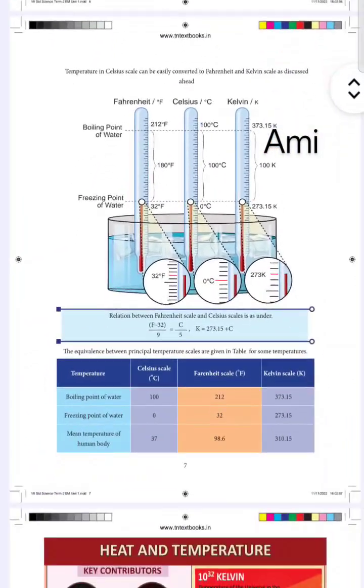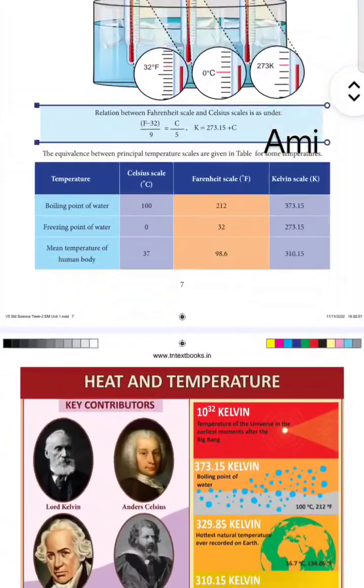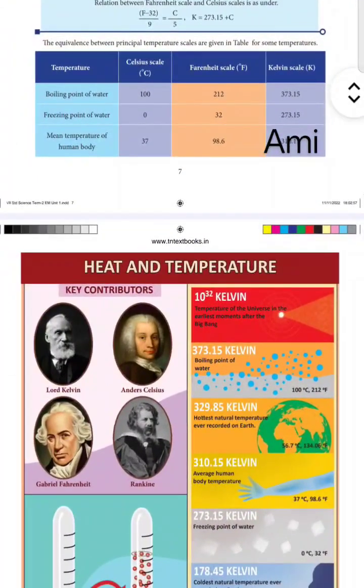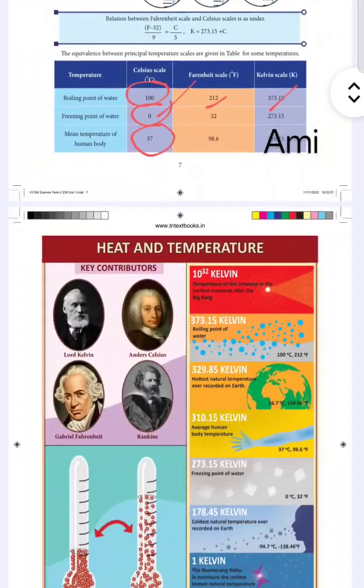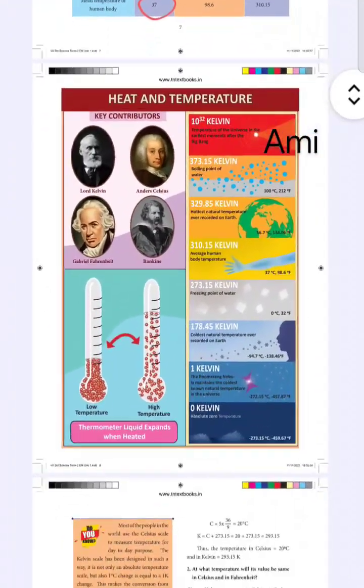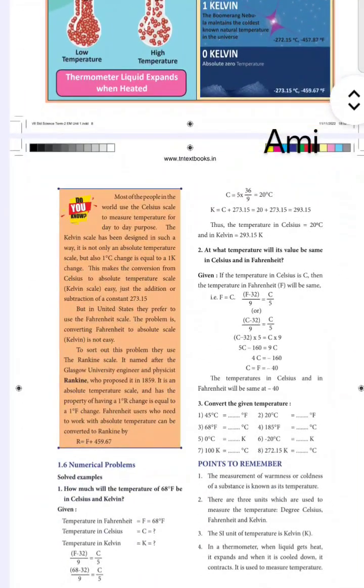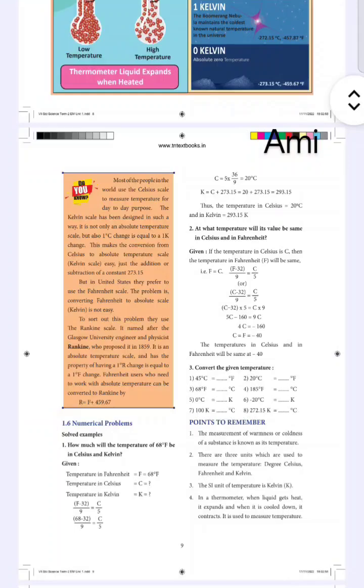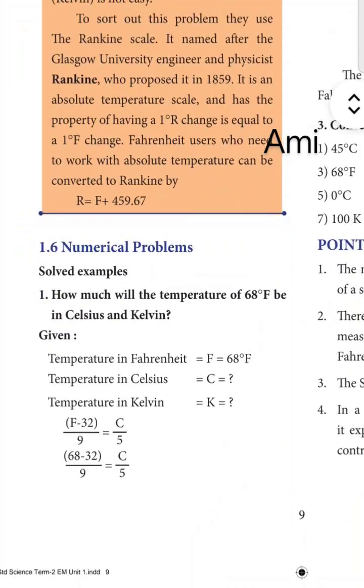Next, the boiling point of water, freezing point of water, and the mean temperature of the human body in Celsius, Fahrenheit and Kelvin have been mentioned here. You can just notice it. Here is a numerical: how much will the temperature of 68 degrees Fahrenheit be in Celsius and Kelvin?